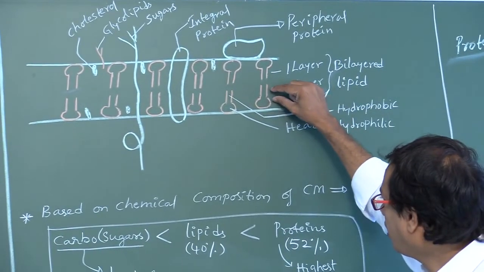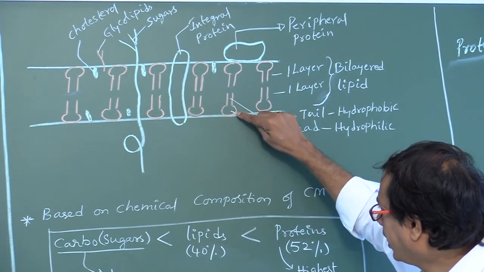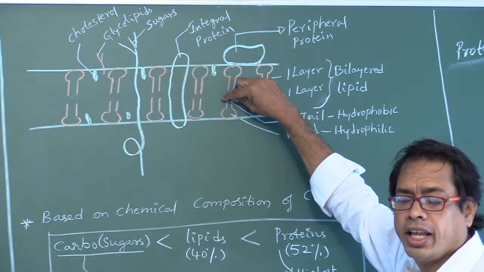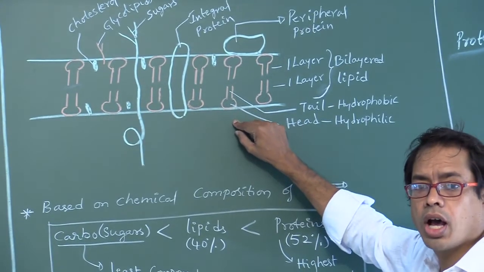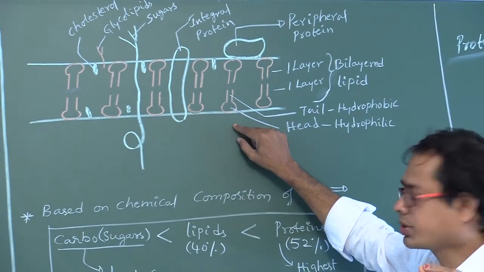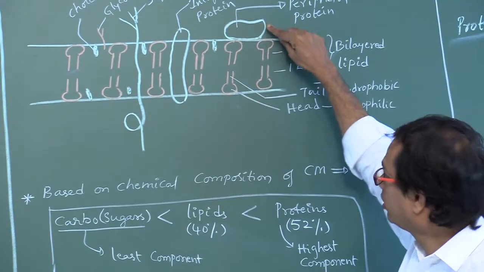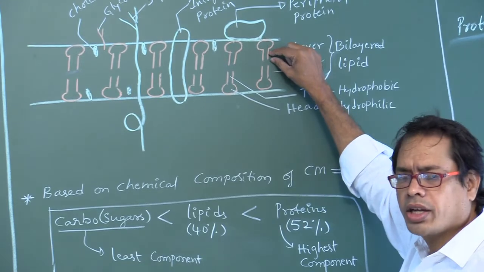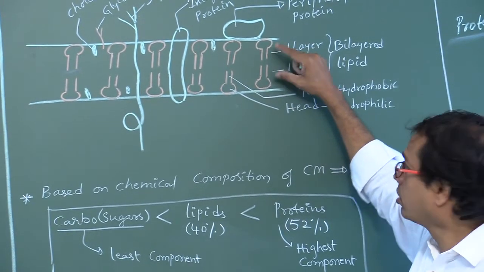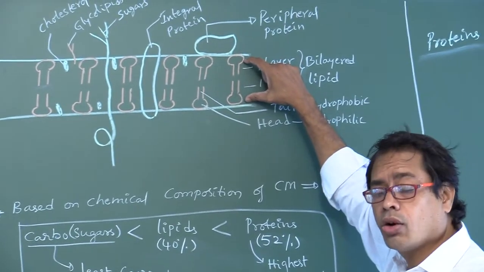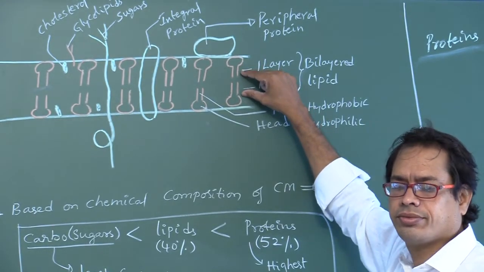This lipid bilayer has this part, the head, and this part, the tail. The head faces the outer side. That is the polar head towards the outer side, and the non-polar tail towards the inner side.